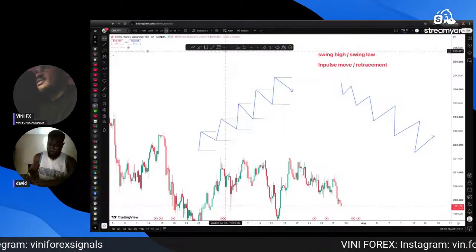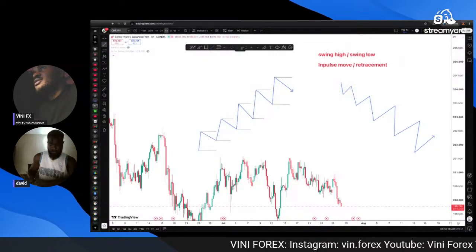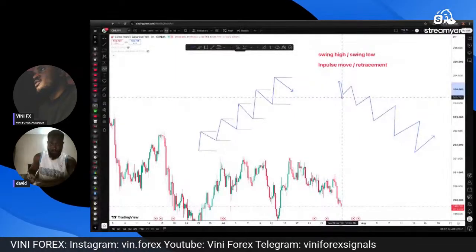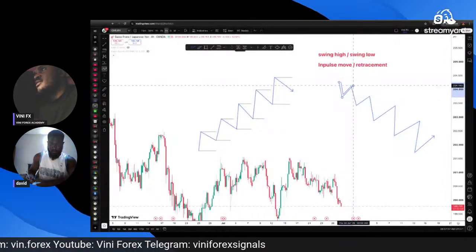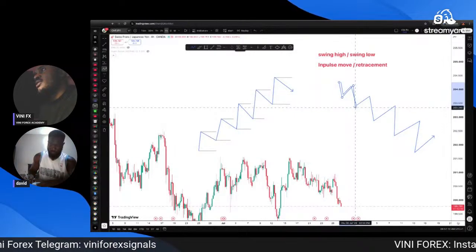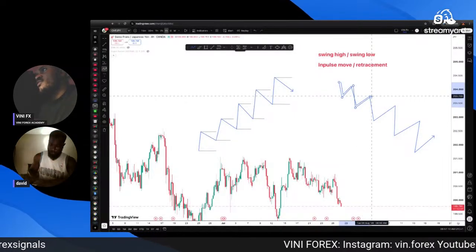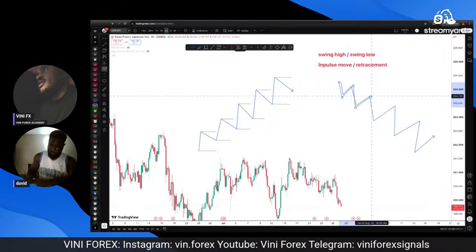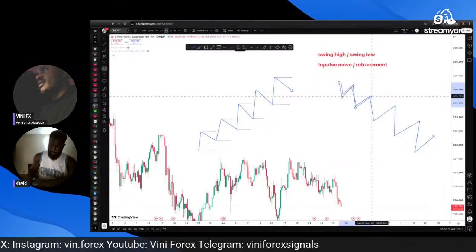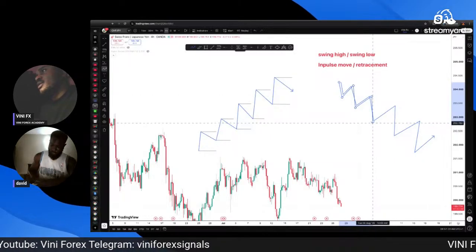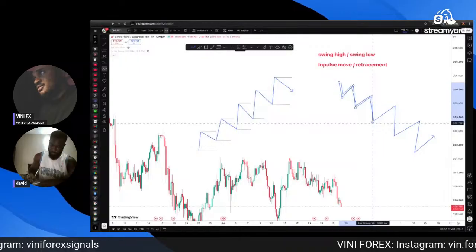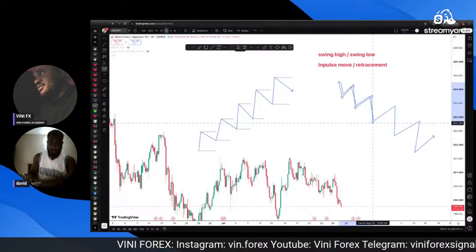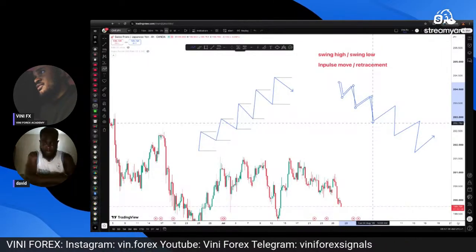So when you come to a downtrend, when it's coming down to give you a low, it is an impulse move. When it's going up to give you a lower high, it is a retracement. When it's coming down to give you a lower low, it is an impulse move. When it's going up to give you a swing lower high, it is a retracement. Coming down to give you a swing low, it is a what? It is an impulse move.